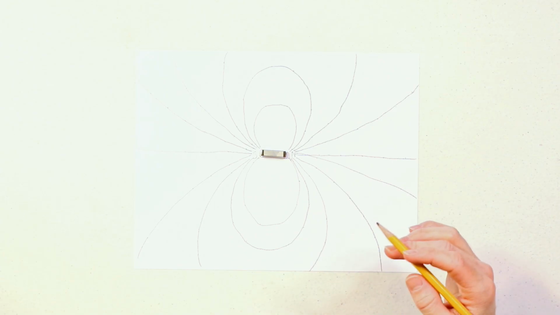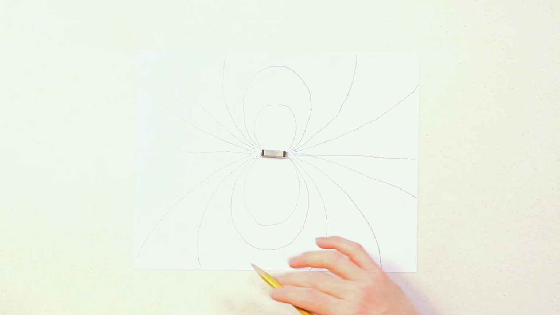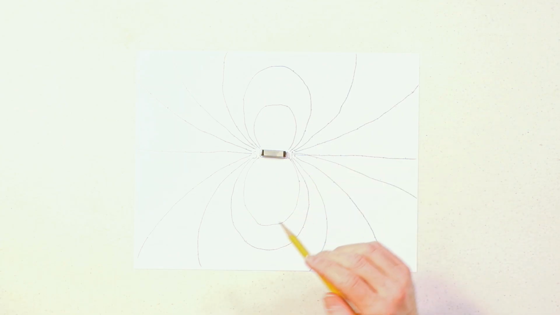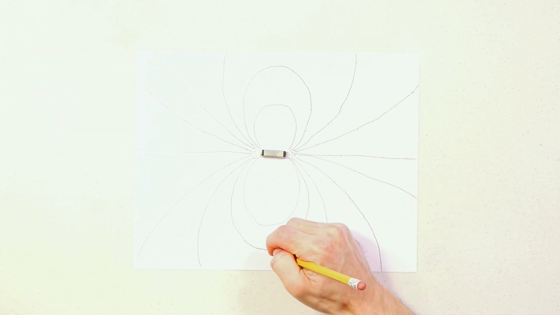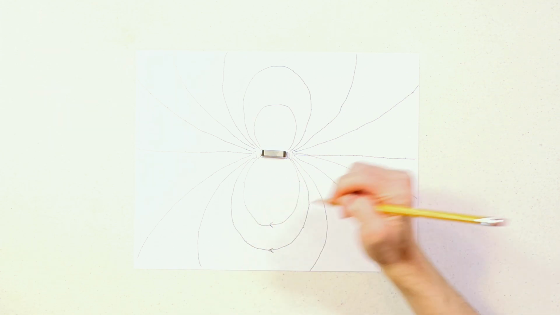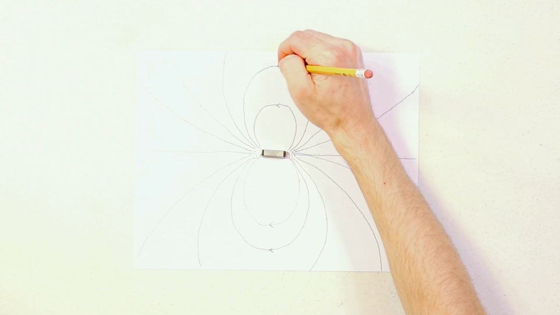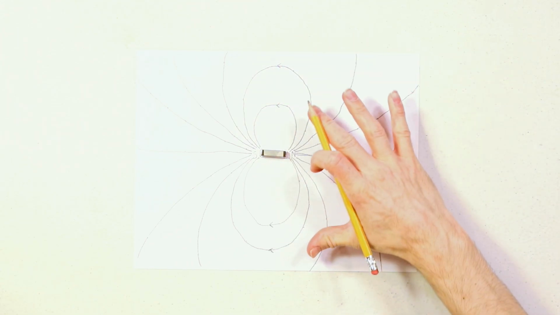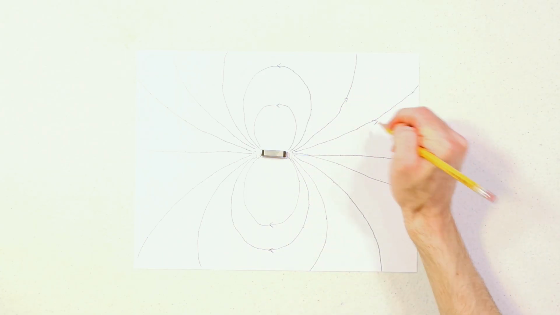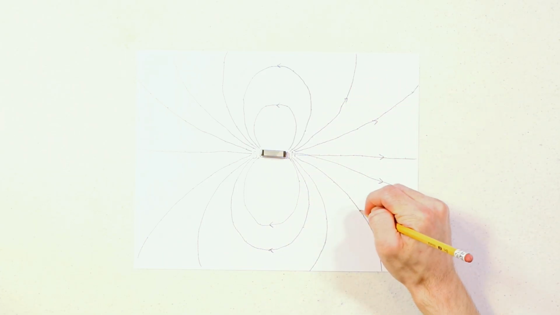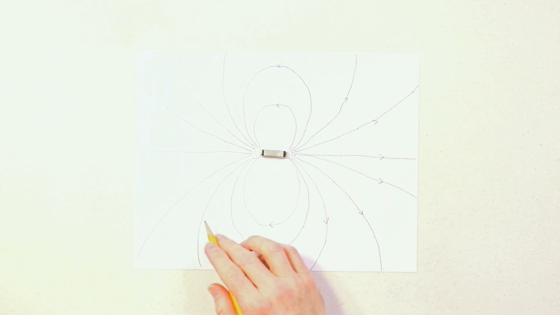The last thing I need to do is add arrows indicating the direction of the magnetic field lines. So I said that they start on the North Pole and end on the South Pole. So we just need to add arrows indicating that. So I could put an arrow like that, an arrow like that, and like that. And then all of these are all going to point out from this side. So we'll just add arrows like that. And then over here, likewise, they're going to point in towards the South Pole.